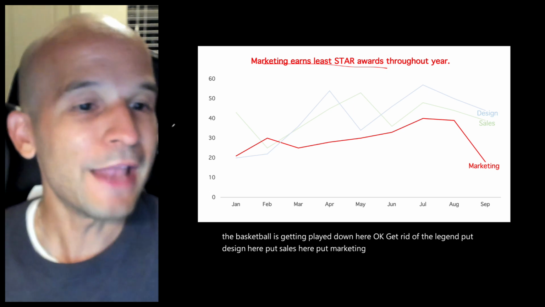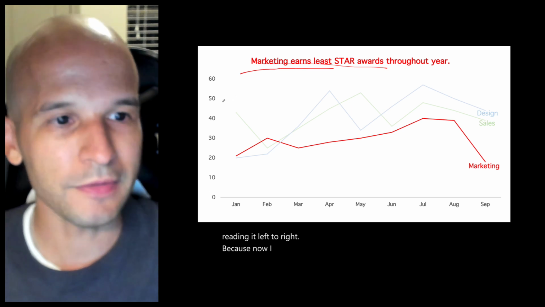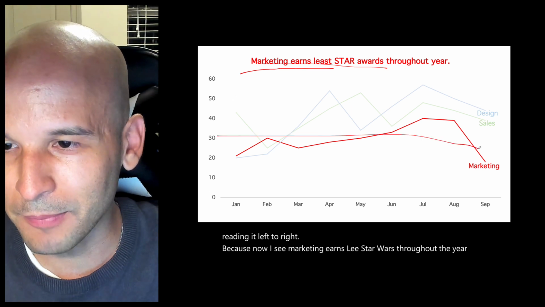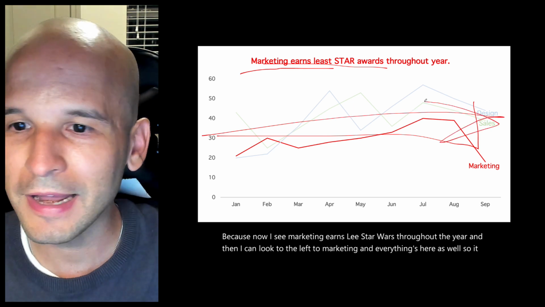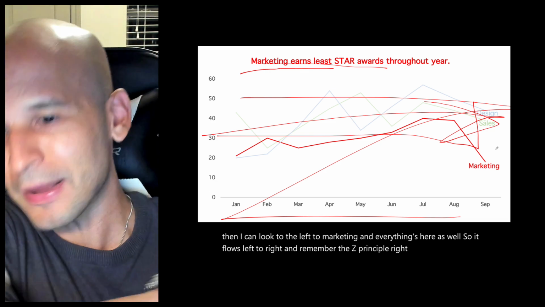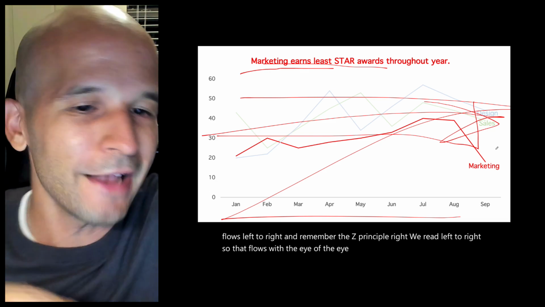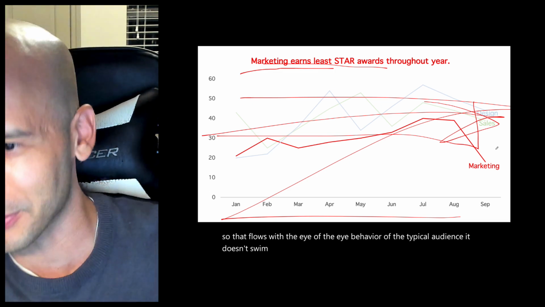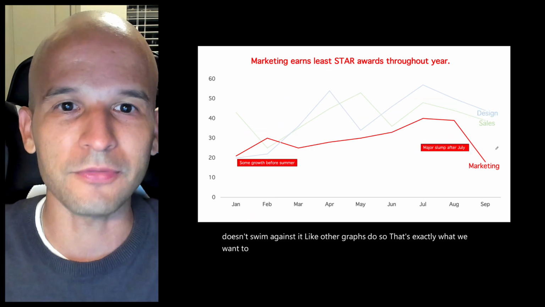Then I know, and then I'm reading it left to right because now I see marketing earns least star awards throughout the year. And then I can look to the left to marketing and everything's here as well. So it flows left to right, and remember the Z principle, right? We read left to right. So that flows with the eye behavior of the typical audience. It doesn't swim against it like other graphs do. So that's exactly what we want to do here. It's a very easy graph to read.